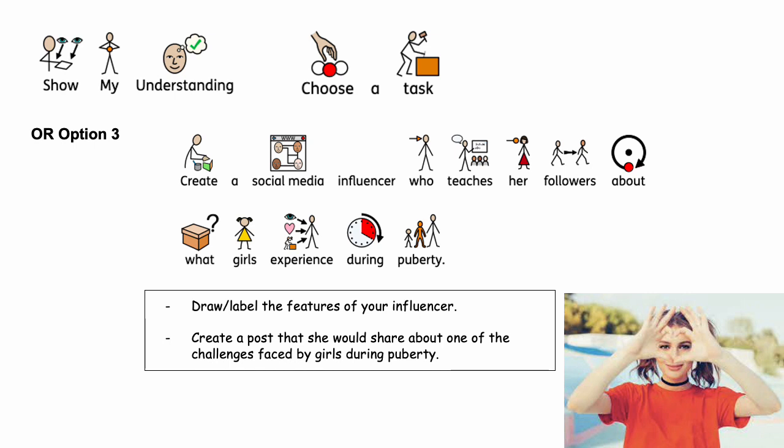Option 3 is to create a social media influencer who teaches her followers about what girls experience during puberty. So the first part of your task is to draw and label the features of your influencer. What does she look like? What does she do? What does she wear? What does she say? What does she post about? And to create a post that she would share about one of the challenges faced by girls during puberty. On the next slide and in your student workbook, there is a template of a person and some support to help you with this.